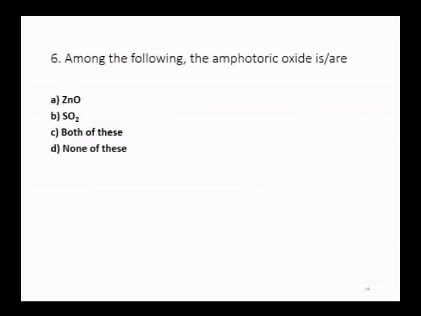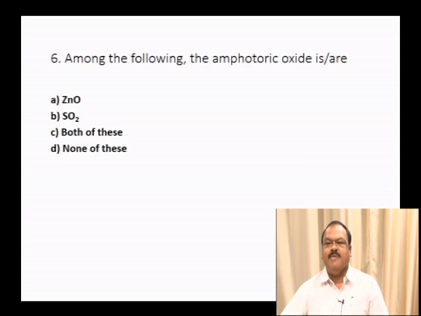Next question. Among the following, the amphoteric oxides are... Amphoteric oxides means they act as both acids as well as bases. Among the options, A, zinc oxide, B, sulfur dioxide, C, both of these, D, none of these. Sulfur dioxide is a gas which acts only as an acid, whereas zinc oxide acts as both acidic as well as basic. Hence, this acts as an amphoteric oxide. Answer is A.